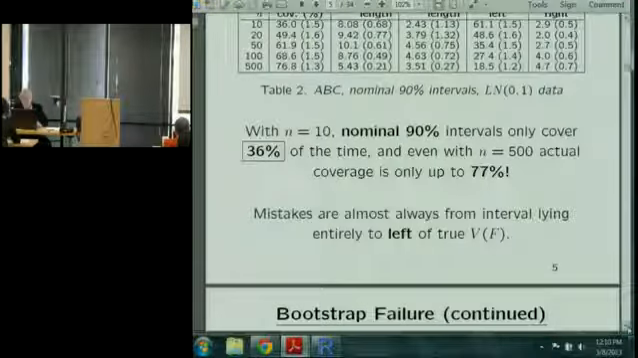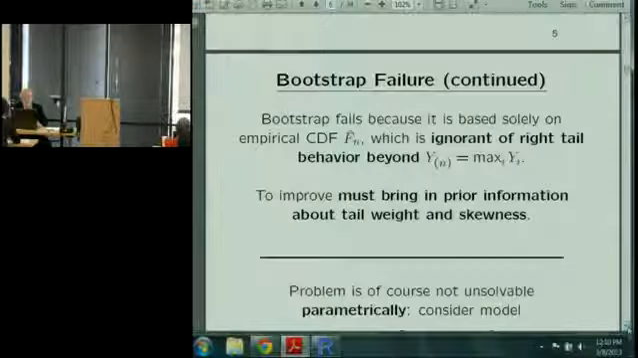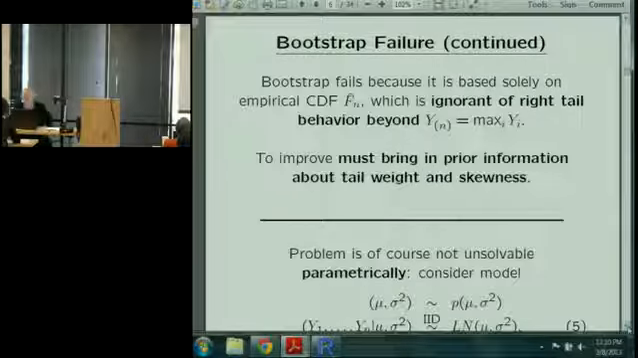So like it says here at the top of page 6 on this part 6, section 1 version of the organized notes, the bootstrap fails because it's based solely on the empirical cumulative distribution function. And I think I've told you what that is last time. You just keep track of how many observations are at the place you're at or below it. It's based only on the data vector, right?